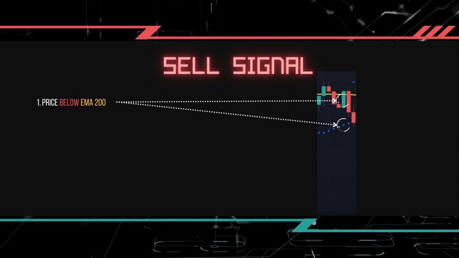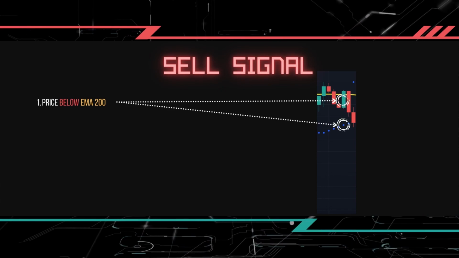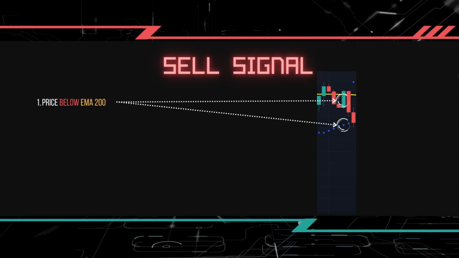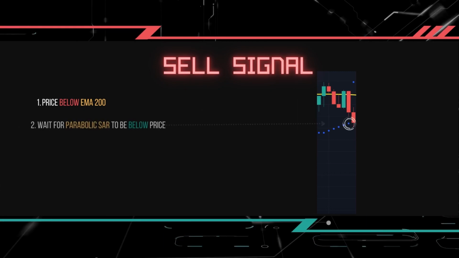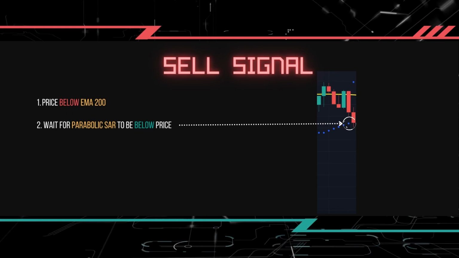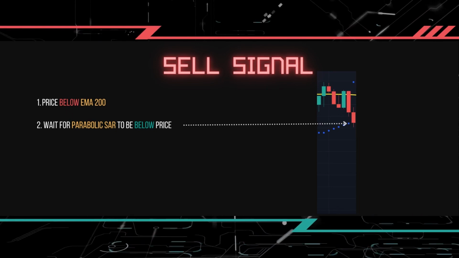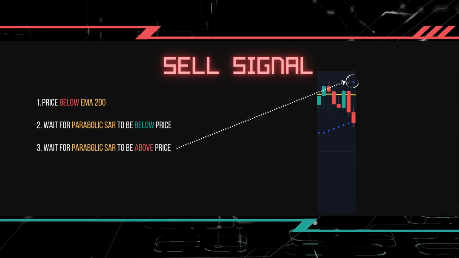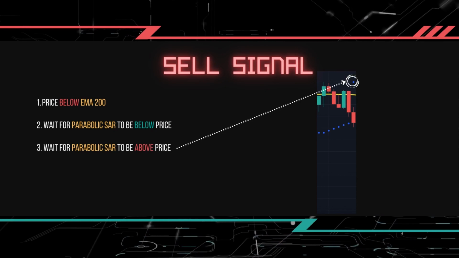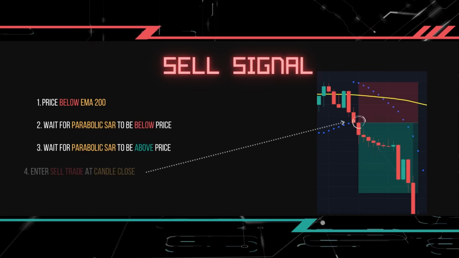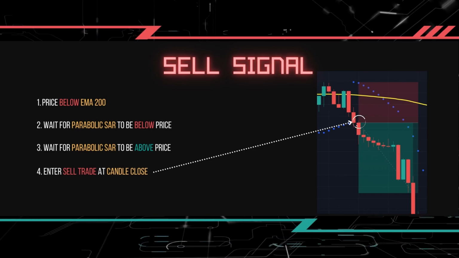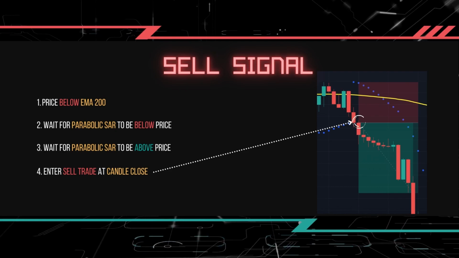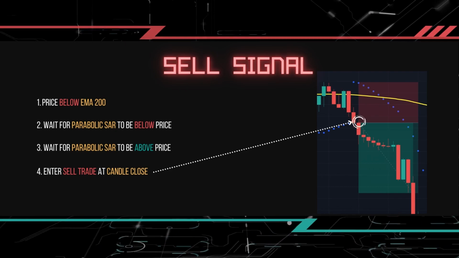Now let us go through the sell trade entry. First, the price needs to be below the 200 exponential moving average to signify a downtrend. Second, we will wait for the Parabolic SAR indicator to be below the candles. Third, we will wait for the Parabolic SAR indicator to create a dot above the price candle. Once this happens, we will enter at the candle close. We will set our stop loss at the dot and use a 1:2 risk to reward ratio. From the chart, you can see that this trade is a winner.